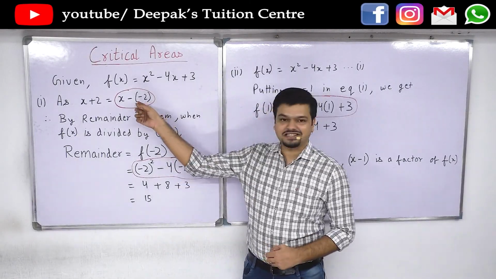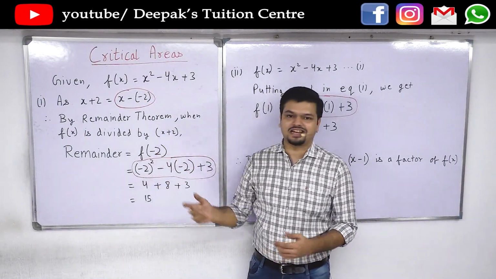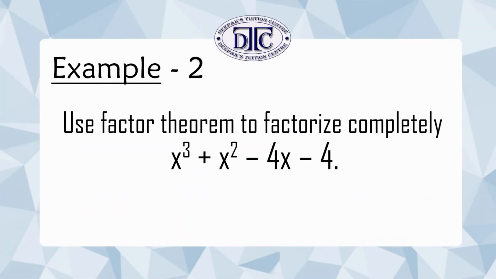So you have to express this, else the teacher will put a question mark and ask from where did the value minus 2 come from. Use factor theorem to factorize completely x cube plus x square minus 4x minus 4.